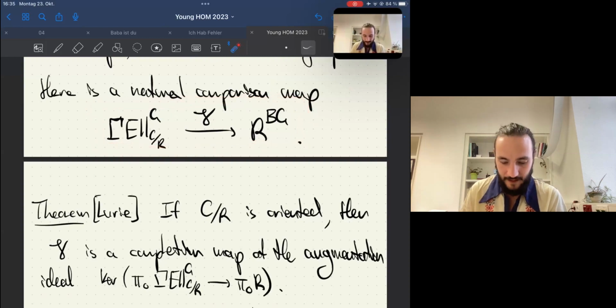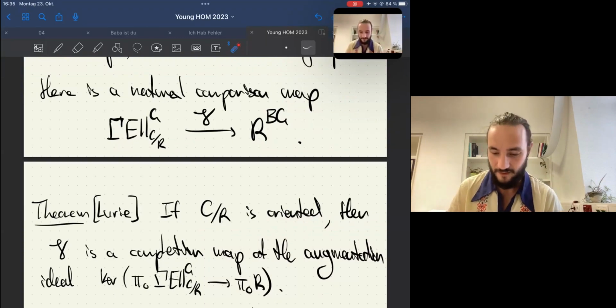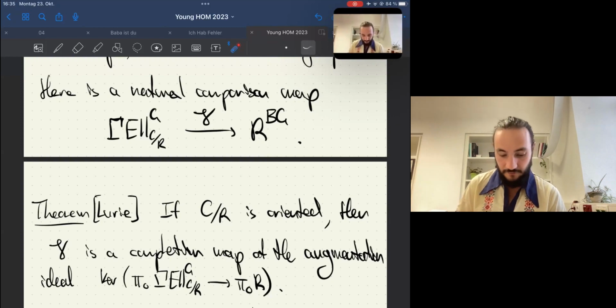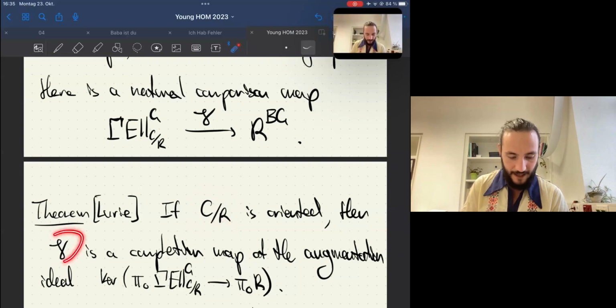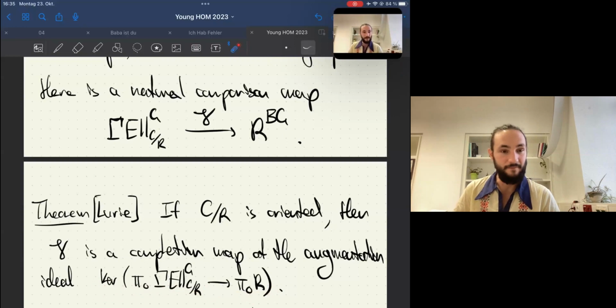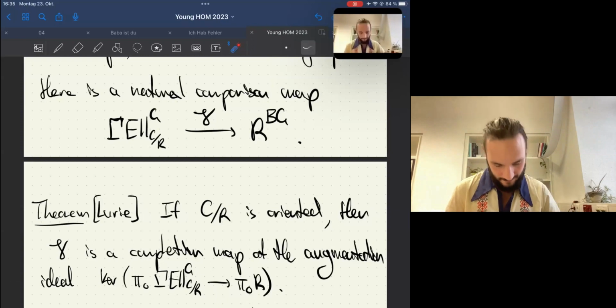So it's saying that if you choose your elliptic curve over your E infinity ring to be oriented, in the sense that I mentioned above, which I didn't define, it's something to do with complex orientations, roughly. So if you have an oriented elliptic curve over your E infinity ring, then this map gamma, this comparison map, is actually the completion map of a certain ideal sitting inside pi 0 of R. In other words, this is really an Atiyah-Segal completion theorem.